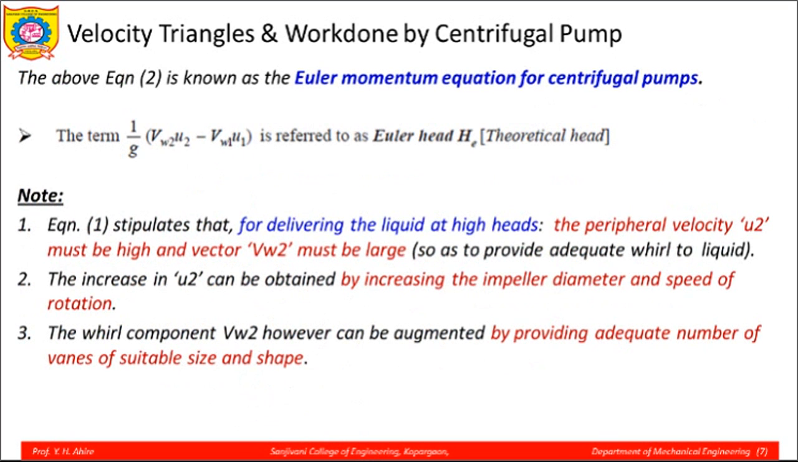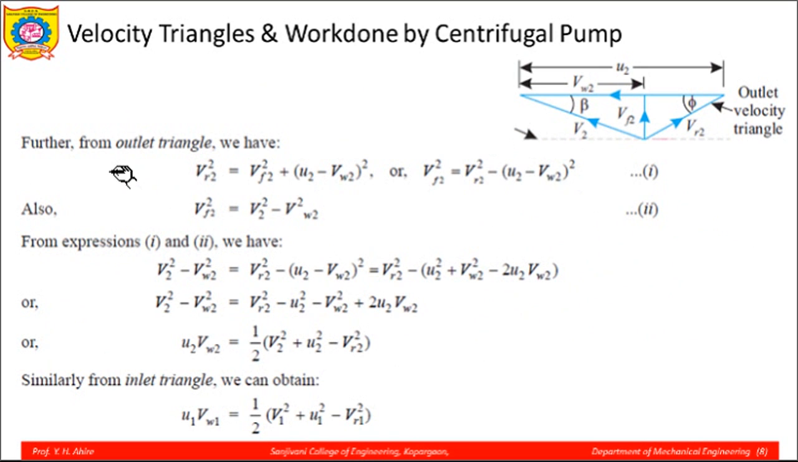Now from the outlet velocity triangle, we have VR2 square equal to VF2 square plus (U2 minus VW2) square, from this triangle on the right hand side. So from this you can write VF2 square is equal to VR2 square minus (U2 minus VW2) square. Let us call this equation number 1.